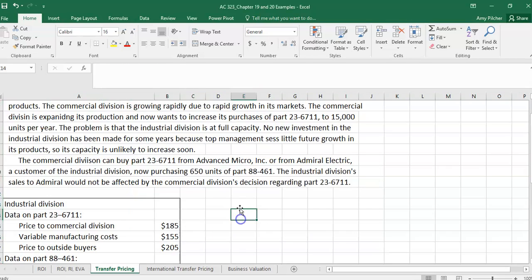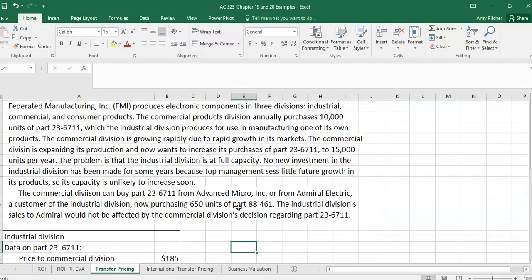Another item discussed in Chapter 19 is the effects of transfer pricing on division performance and how we evaluate divisions. So when we look at transfer pricing, companies have many different options. They can come internally from their organization or they can purchase outside.